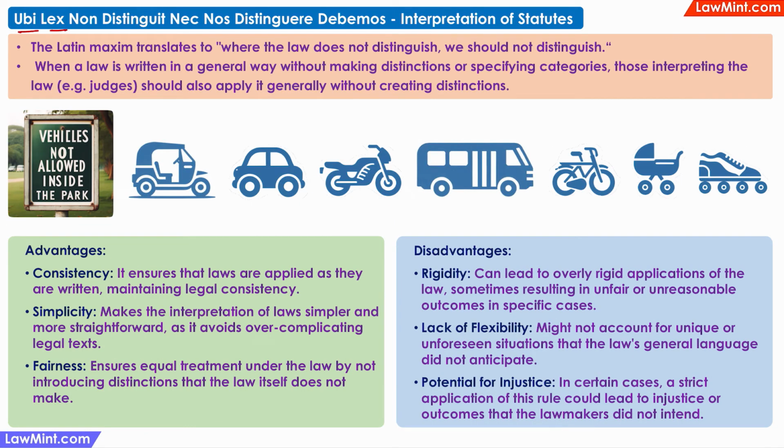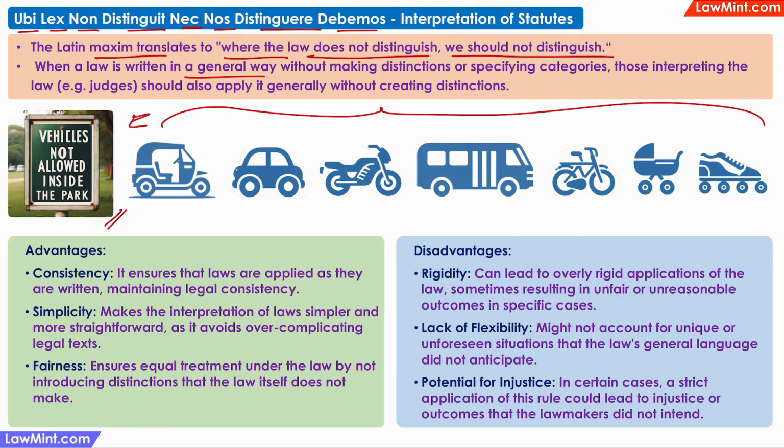Ubi lex non distinguit, nec nos distinguere debemus. This is a Latin maxim which translates to where the law does not distinguish, we should not distinguish. In other words, if a law is written in a very generic manner that may cover a wider range of subjects or situations, then the judge should not create distinctions while interpreting the law. For example, if a notice says that vehicles are not allowed inside the park, it is using a very generic term, vehicle. And if no distinctions are created, this notice is simply prohibiting any and all vehicles from entering the park.